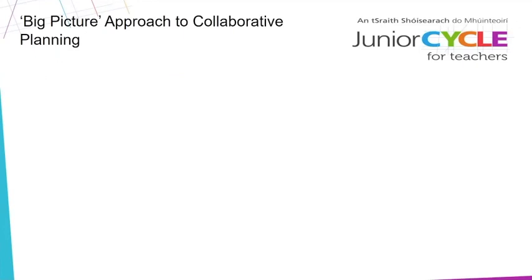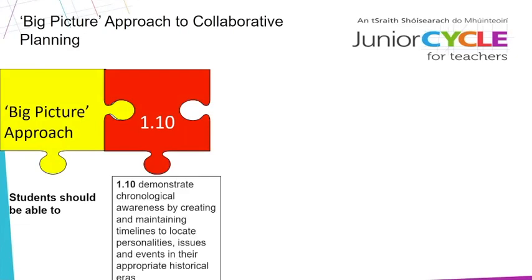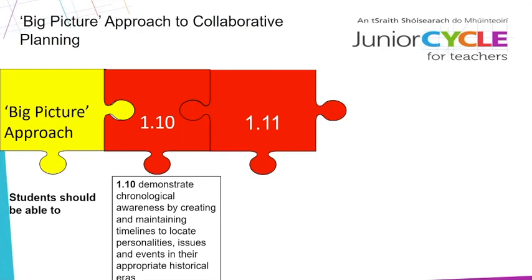We chose 2 learning outcomes from acquiring the big picture element of Strand 1. 1.10, which reads, demonstrate chronological awareness by creating and maintaining timelines to locate personalities, issues and events in their appropriate historical eras. 1.11, make connections and comparisons between people, issues and events in different places and historical eras.